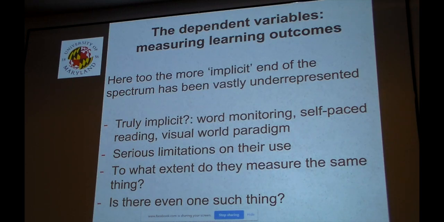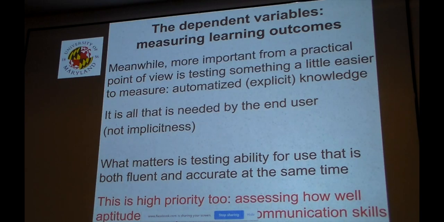Okay, so you could, beyond that, ask, is there even one such thing as implicit learning? Or is implicit learning just a vague term that we use for a variety of kinds of learning that all have in common that they have nothing to do with the kind of explicit declarative learning that humans are so good at compared to other species? Okay, so some food for thought there.